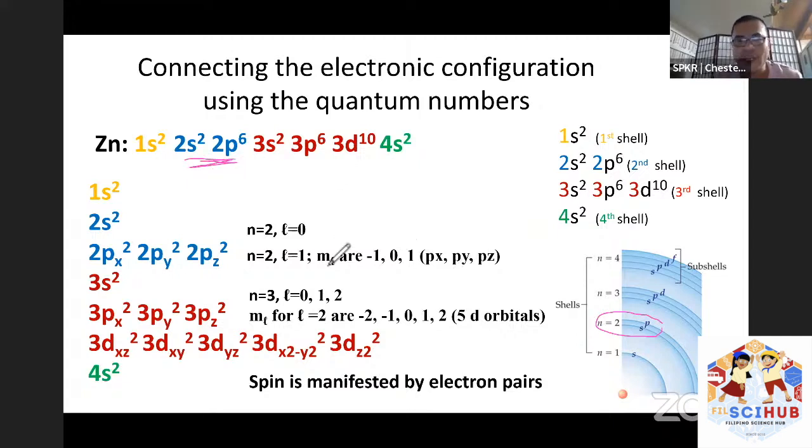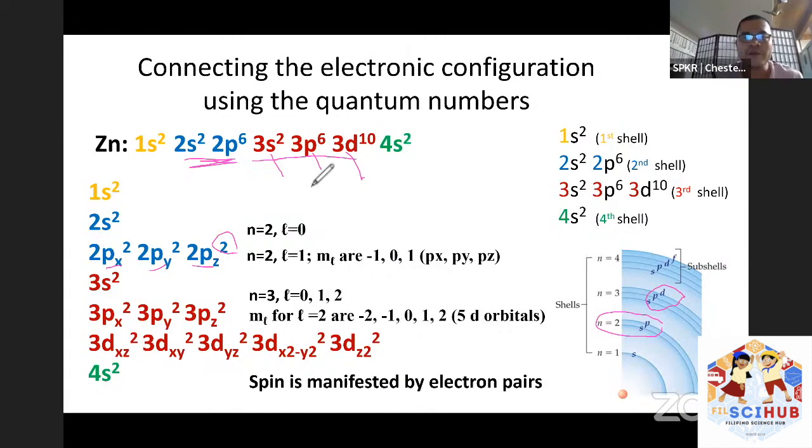Okay? Tapos, pag gusto natin malaman yung m sub l values, okay, negative 1, 0, 1, kasi yung l is 1, that's actually a px, py, and pz. Ayan, px, py, and pz. And then the maximum number of orbitals, okay? The maximum number of electrons per orbital is 2. Okay? And then, n equals 3. Meron kang s, p, and d. Tama nga ba? Yes. Okay?